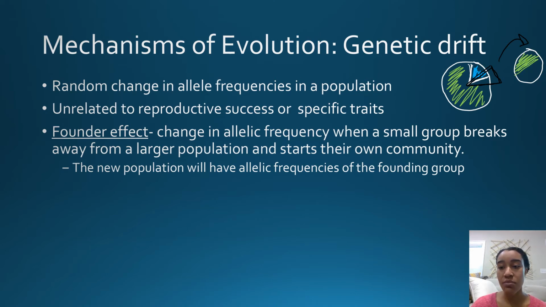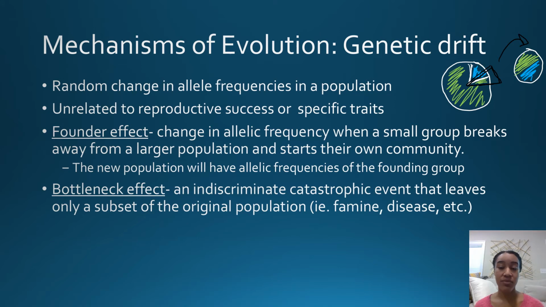Because the resulting population is based on the traits that were expressed from the parent group that broke off. So if that parent group was approximately 50% green frogs and 50% blue frogs, then the new population that resulted from that founding group will have 50% green frogs, 50% blue frogs. And that means evolution has occurred. That new group is distinctly different in its allelic frequency from the parent group.